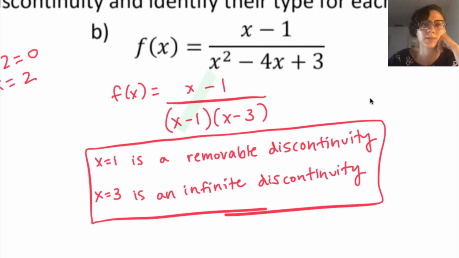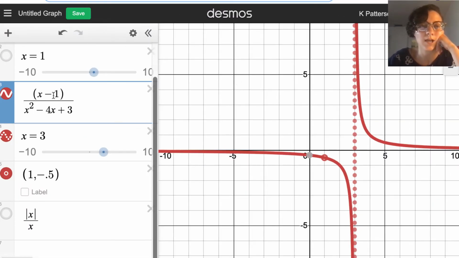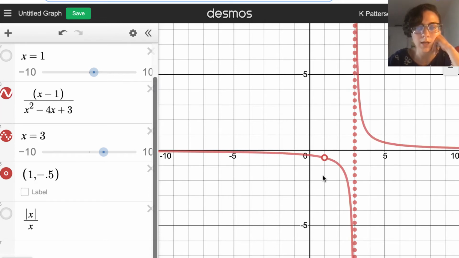I just want to show you what that looks like visually. It's the same problem from the warm-up. So here's our equation, x minus 1 over x squared minus 4x plus 3. And you can see here is my hole at x equals 1. So the limit from the left and the right are equal to each other. We just have a little hole, which is a removable discontinuity. And then we have the vertical asymptote at x equals 3.